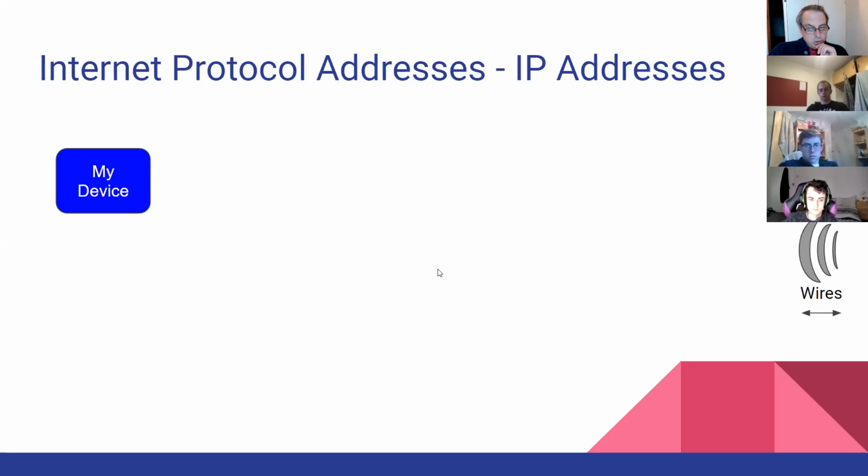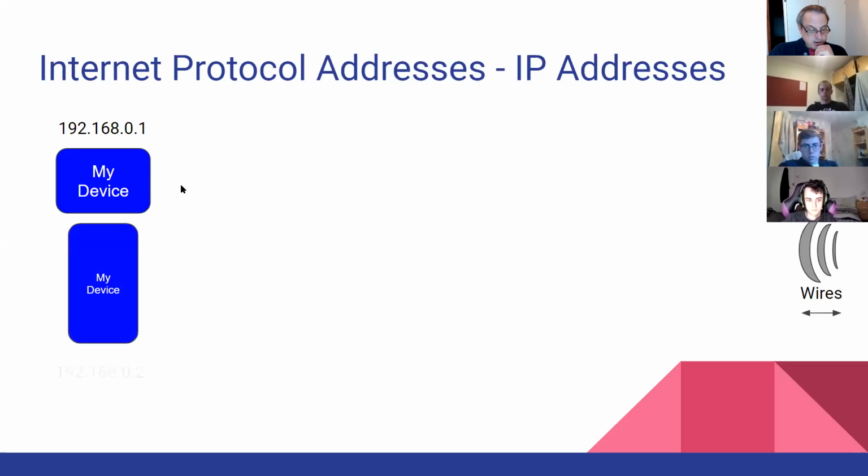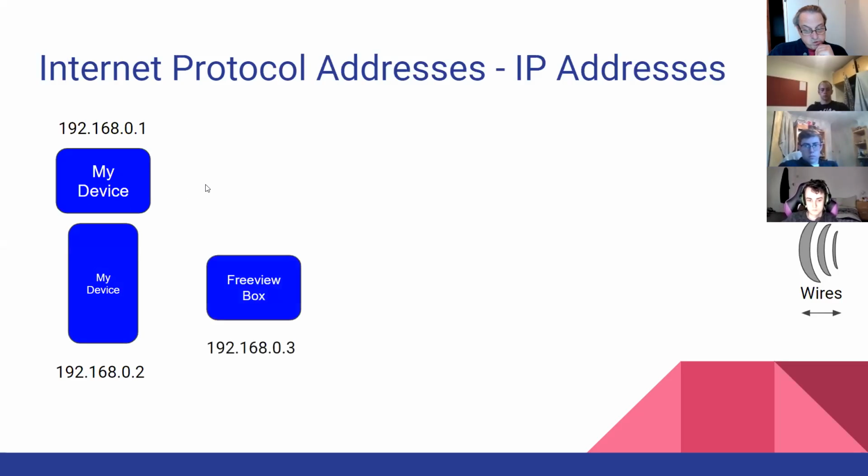But how do packets of information get passed between the machines? How do they know where to go? So my machine has got one of these internet protocol addresses, an IP address, 192.168.0.1. That's what my laptop currently has. My telephone has got another one, .2. Freeview box, .3. I mean, this might not be accurate, they might be slightly different.